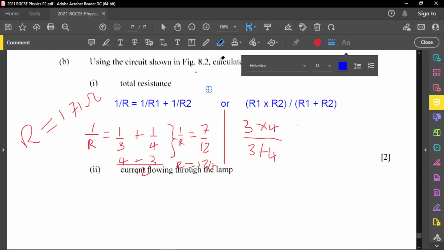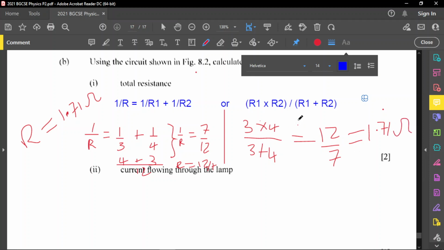So again, 3 times 4 is 12, so we're going to get our same answer, 12. And 3 plus 4 is 7. So it's going to be 12 divided by 7. So this is 1.71. So here you're going to get the same thing as well, 1.71 ohms.